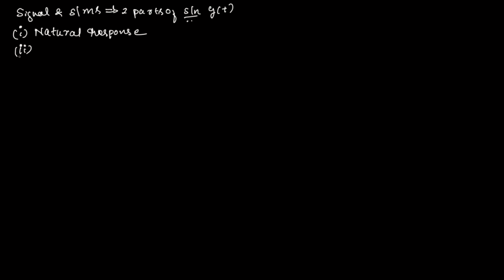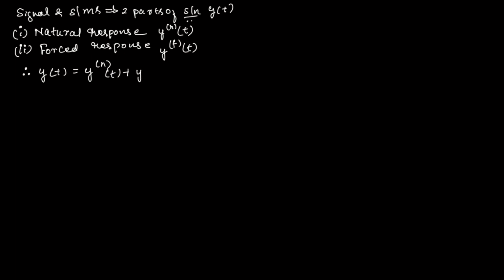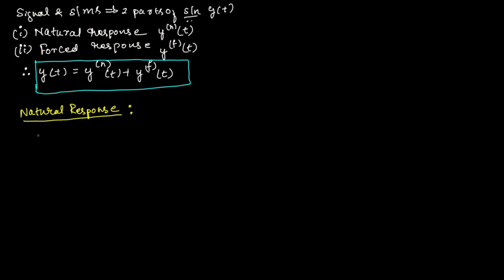Generally, in signals and systems, there are two parts of the solution of y of t. The first one is the natural response and the second one is the forced response. We can write the natural response as yn of t, and the forced response as yf of t. Therefore the overall response of the system y of t will be equal to yn of t plus yf of t.